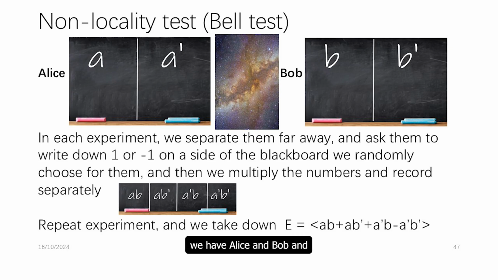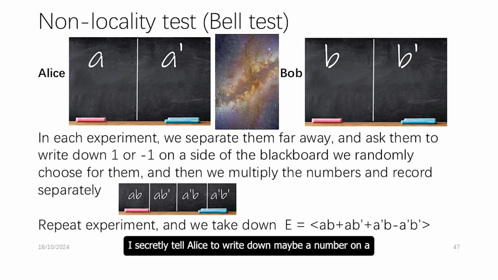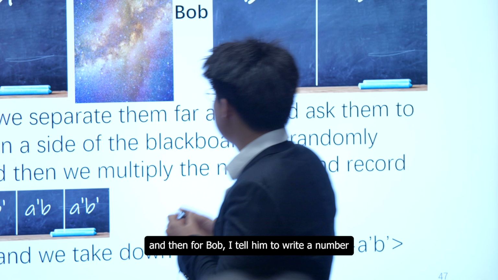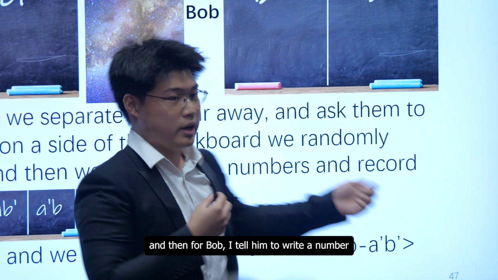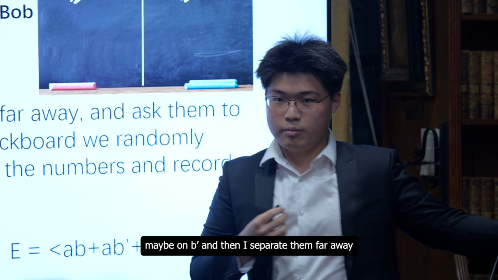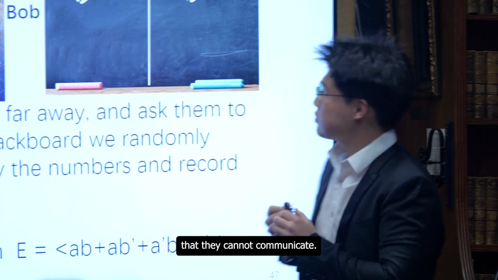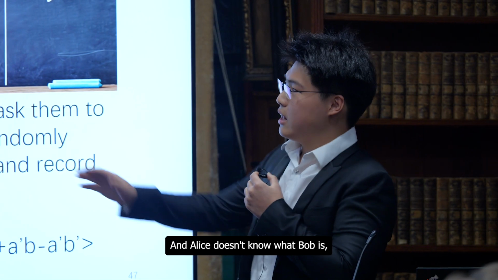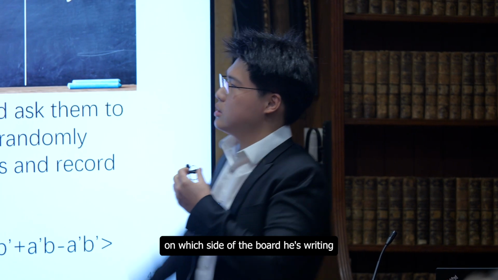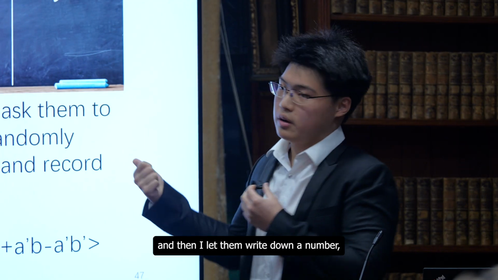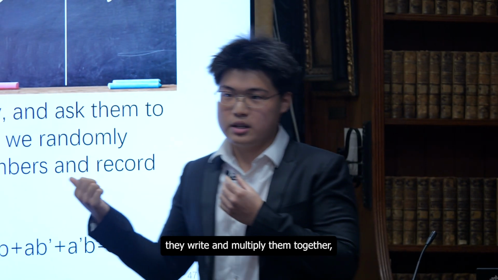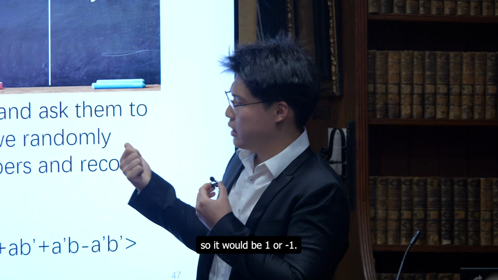The basic idea is we have Alice and Bob, and I secretly tell Alice to write down a number on A, and then I tell Bob to write a number maybe on B prime. Then I separate them far away so that they cannot communicate. Alice doesn't know which side of the board Bob is writing on. Then I let them write down a number, either 1 or -1. Then I collect the two numbers they write and multiply them together, so it would be 1 or -1.